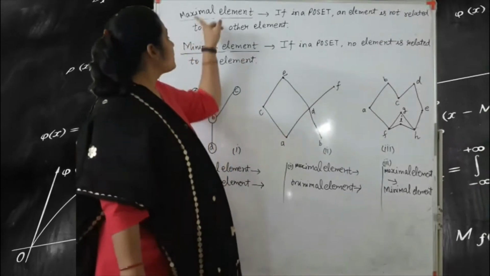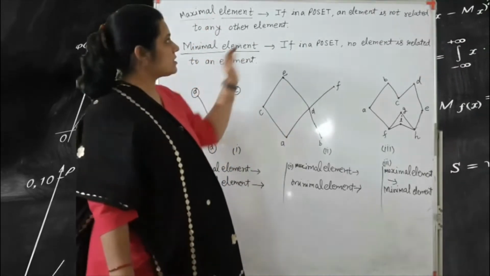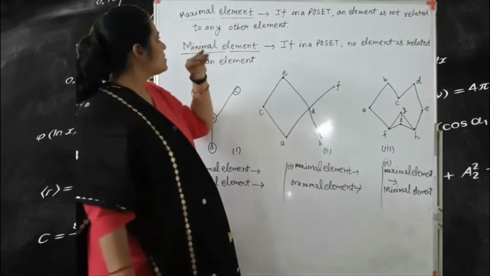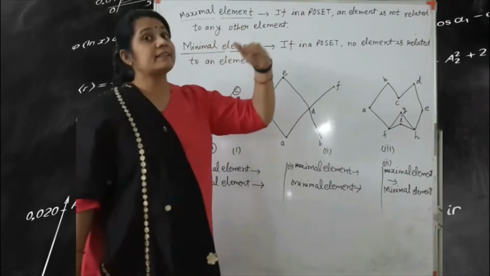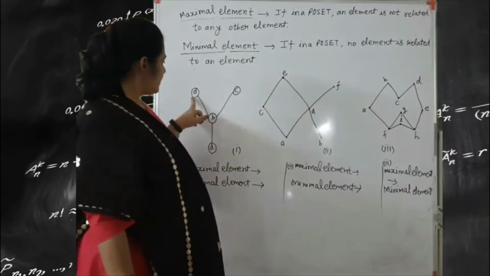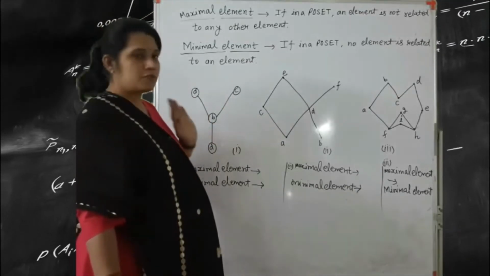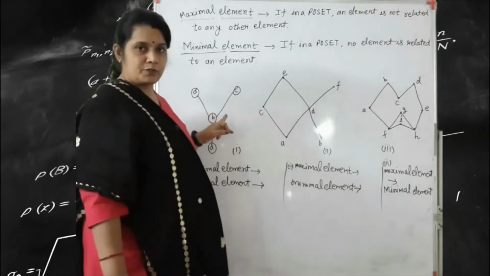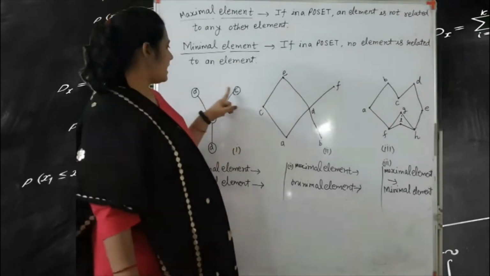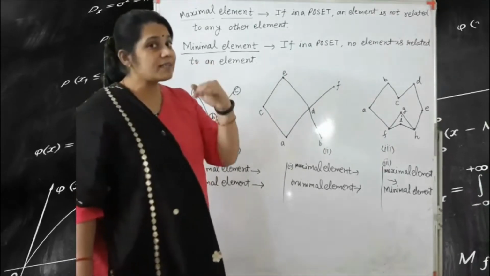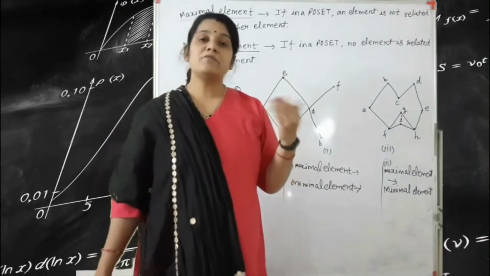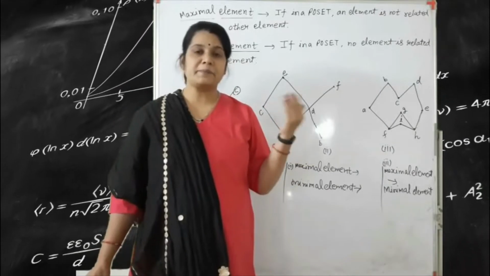Okay, so here maximal element means: if in a poset an element is not related to any other element. That means B is related to A, B is related to C, but A is not related to B and C is not related to B. That means A and C are maximal elements. So in any Hasse diagram, one or more maximal elements are present.